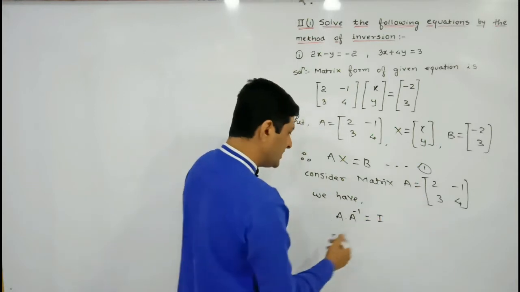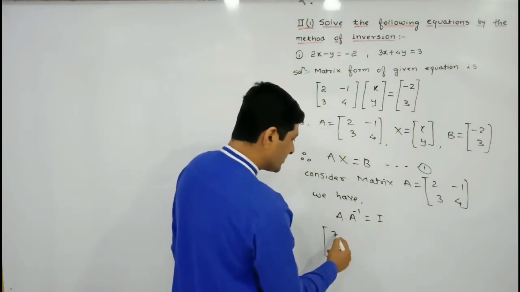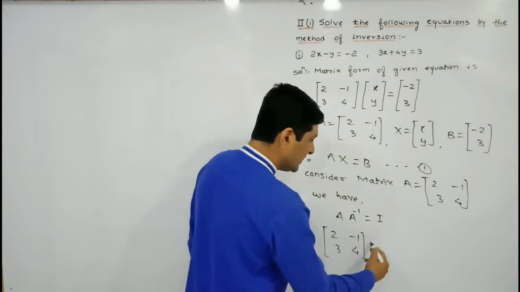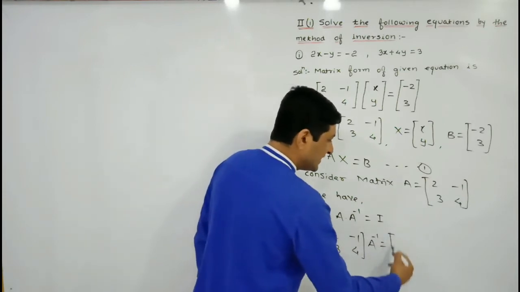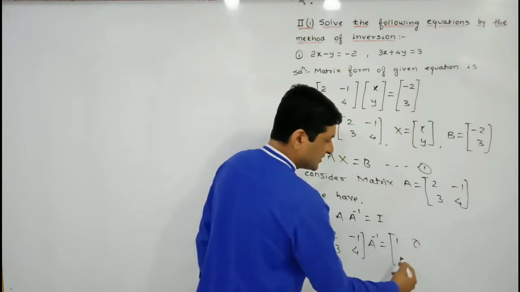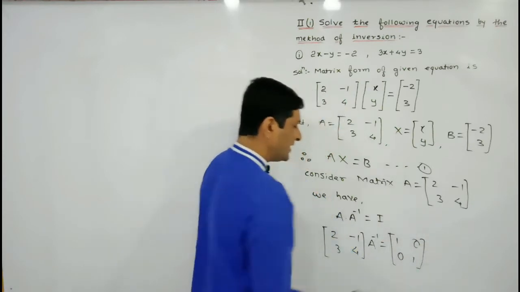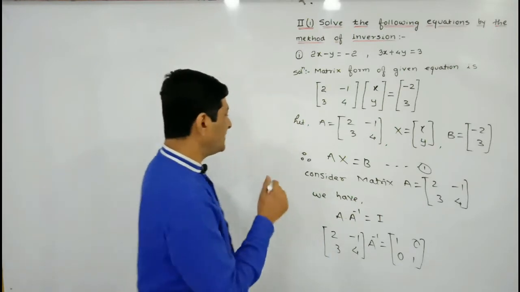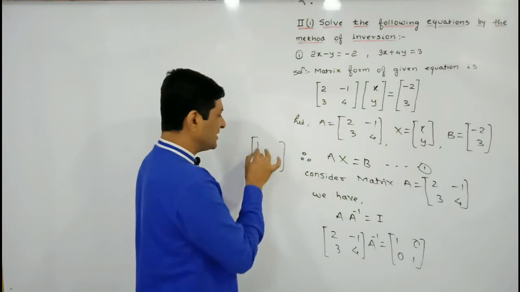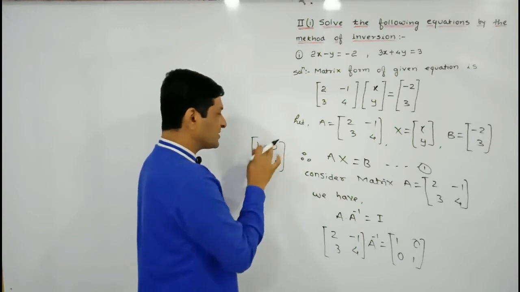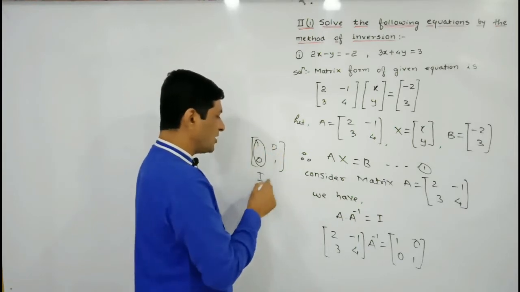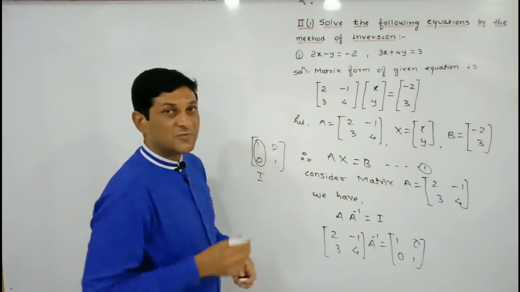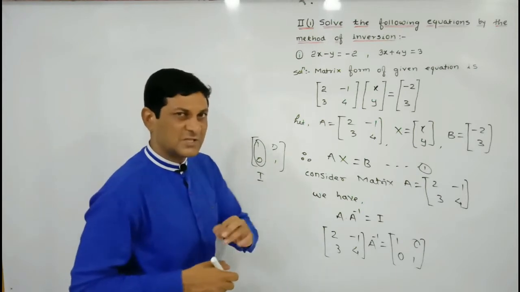So here write down the elements of matrix A, where its elements are 2, -1, 3, 4. A inverse, keep it as it is. On this side write down the elements of the identity matrix 1, 0, 0, 1. Now our aim is to convert this matrix into the identity matrix, means 1, 0, 0, 1. Our first aim is to convert the elements of the first column into what? 1, 0, means the elements of the first column should be 1, 0. This is our step first.